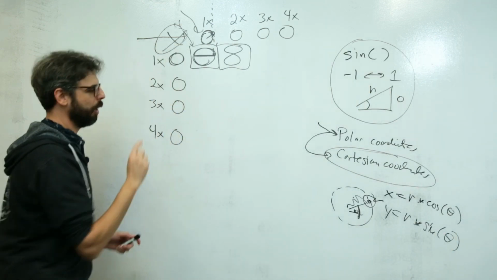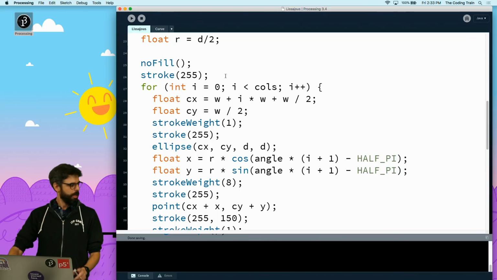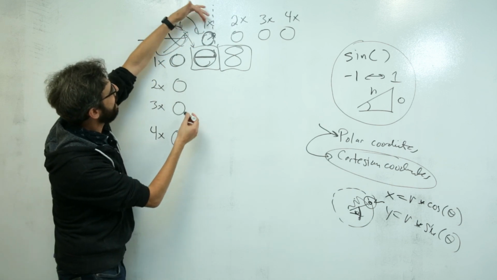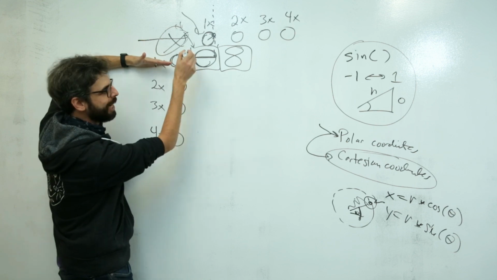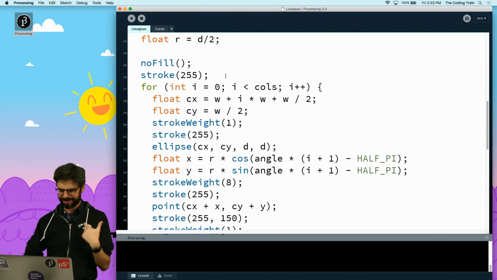I lost where I was here, okay. What I want to do is basically, for this column, I need to set the x point for all of these. For this row, I need to set the y point for all of these. So I need another loop inside of each of these.